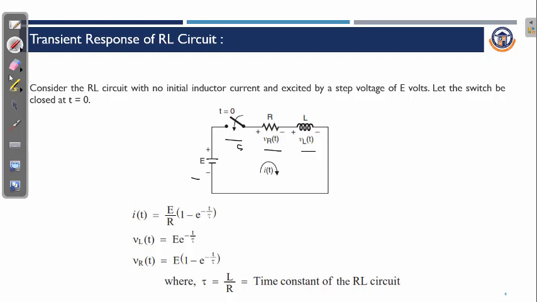The equation for current is I of t equal to E by R times 1 minus e power minus t by the time constant, and the voltage drops across the inductor and resistance are given here. For the inductor, it is E, the source voltage, into e power minus t by the time constant. For the resistance, the voltage drop is E into 1 minus e power minus t by the time constant.